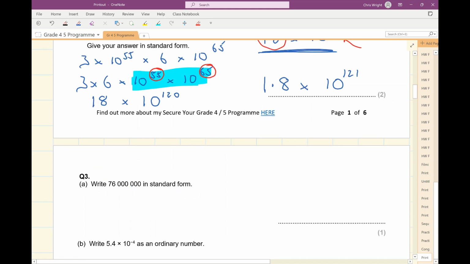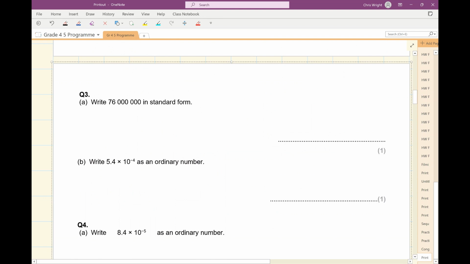Let's move on. Question 3. 76 million in standard form. 7.6 times 10 to the what? 10 to the 7.